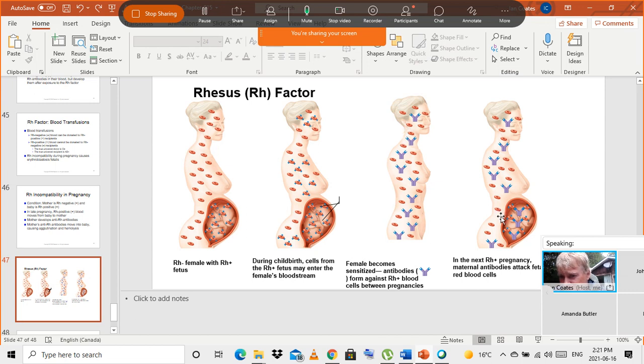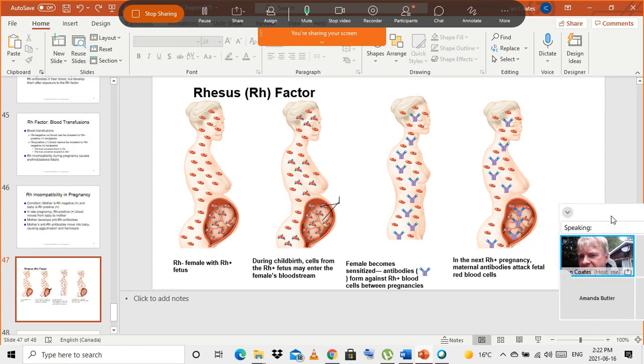Mom's second pregnancy, if baby is Rh positive, now you've got trouble. Mom's antibodies will attack the fetal RBCs. Okay? So it's very, very serious, and it's taken very seriously, because we don't want that to ever happen.